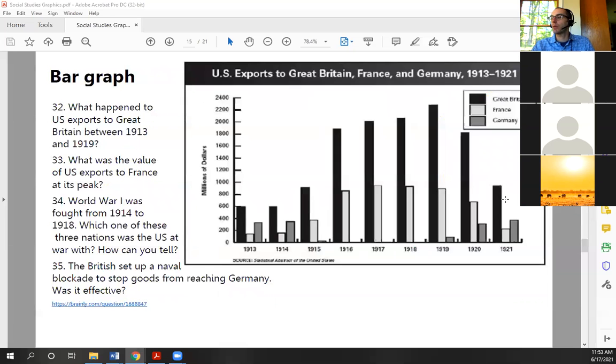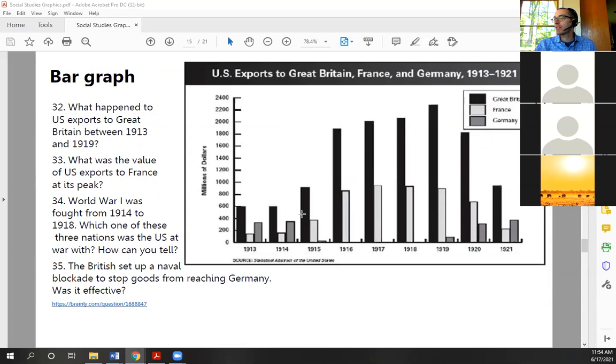Let's skip that. Okay, here's a bar graph. We'll do a few more here. We haven't looked at a bar graph yet. Okay, bar graph: U.S. exports to Great Britain, France, and Germany, 1913 to 1921. This would be over the time period before, during, and after World War One. Okay, World War One, not World War II, World War One. We see the years across the bottom, 1913 to 1921. Up the side, we have millions of dollars, $200 million up to 2,400 million, which would be like $2 billion.